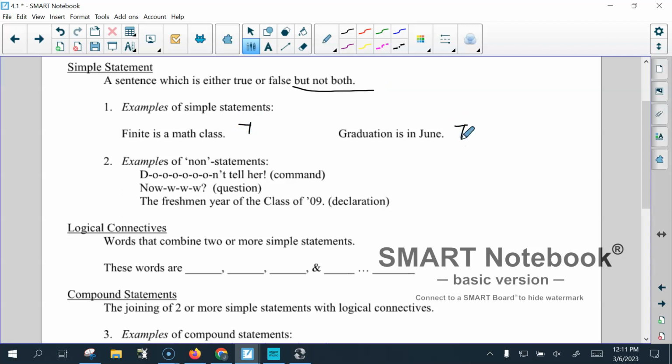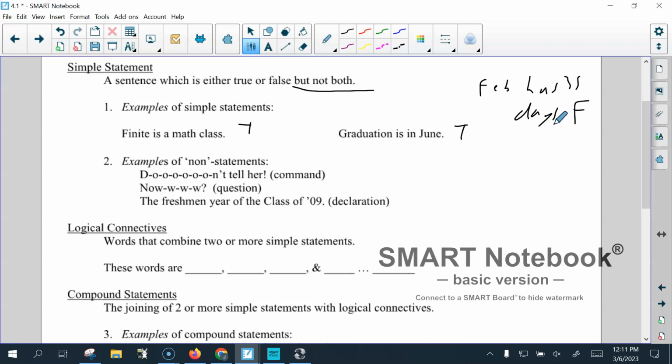Graduation is in June. It's a true statement. Okay, you could say February has 35 days. Well, that's a false statement, but it's a simple statement. It's false, but it's simple. It's just not true.